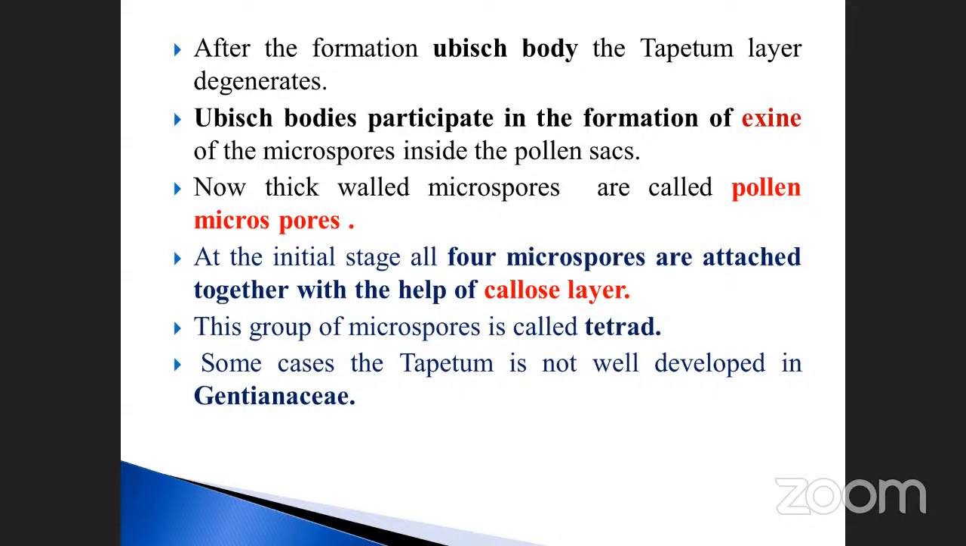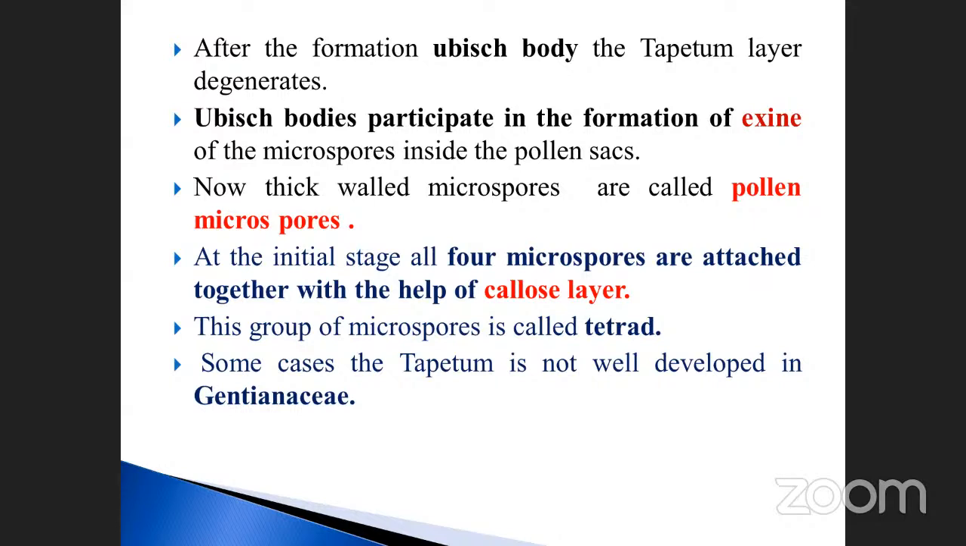At the initial stage, all 4 microspores are attached. This is very, very important. How many microspores are present? 4 microspores. During the meiotic divisions, 4 microspores are produced. The 4 microspores are attached together with the help of a layer called callose. This condition is called the tetrad stage. Already you know, 4 means tetrad, united with the help of the callose layer.